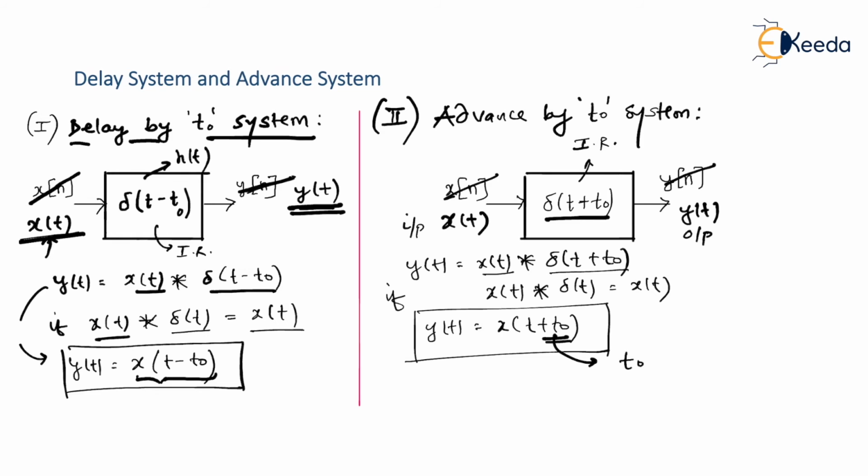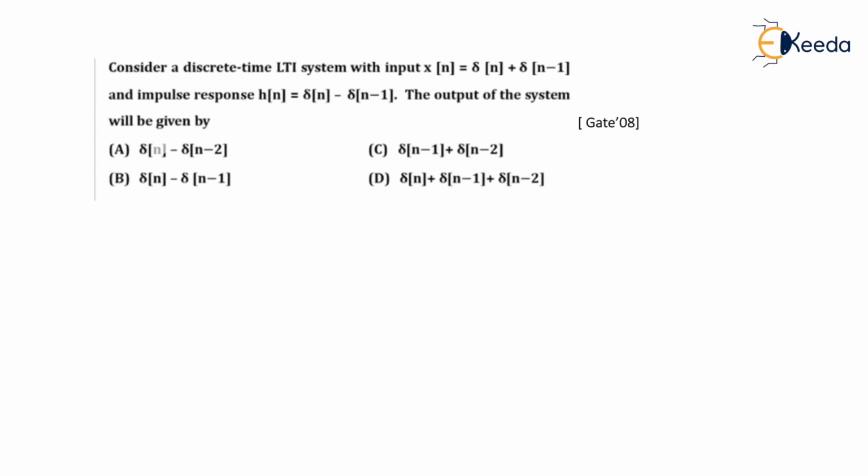Whenever the impulse response is del of t minus t naught, the output is a delayed version of the input by t naught. Whenever the impulse response is del of t plus t naught, then the output is an advanced version of x of t, and the advancement is by positive t naught. So this is something, if you know in advance, then it is possible to solve the problem within a short time. Let us begin with an example.